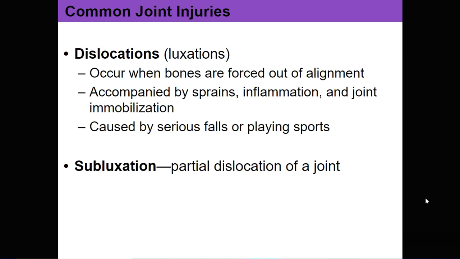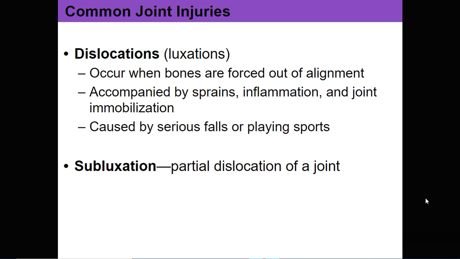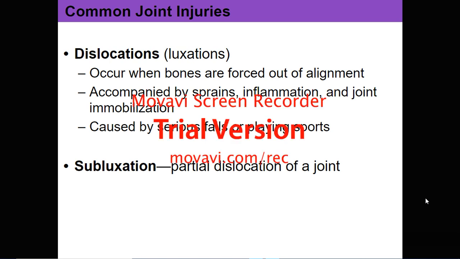Dislocations occur when the bones are forced out of alignment. It's usually accompanied by sprains, inflammation, and difficulty in moving the joints. They're usually the result of a serious fall or contact sports. Common places where they occur: joints of the jaw, your shoulder joints, fingers, and thumbs are the most common dislocations.